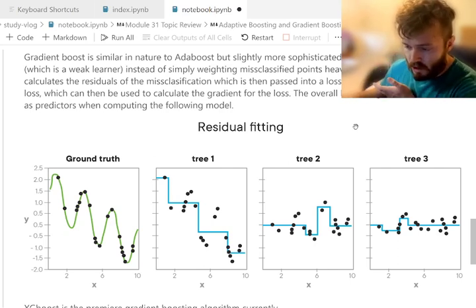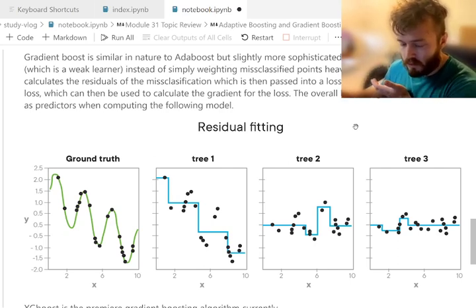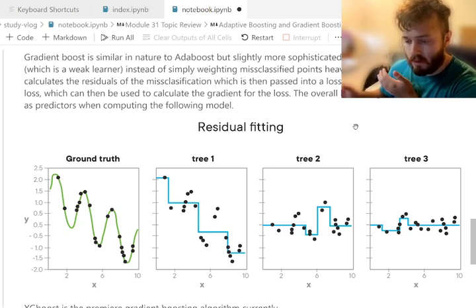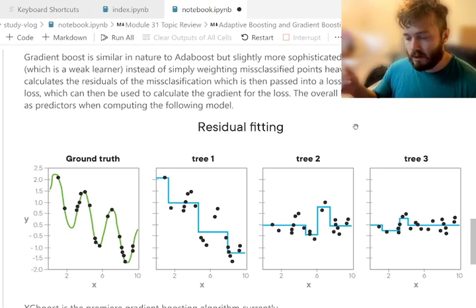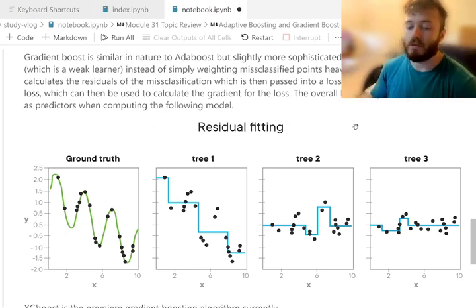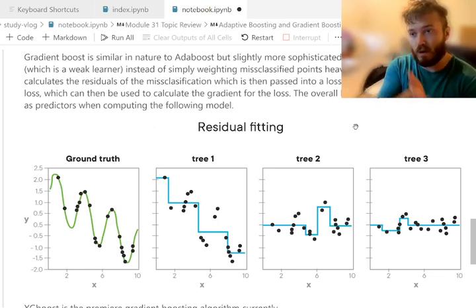So by calculating the residuals, we can calculate the loss, and then we can calculate the gradient with that, and then we can pass in the overall loss value and the gradient as predictors when building the next model. So remember, boosting algorithms are iterative. They build one model and then the next.